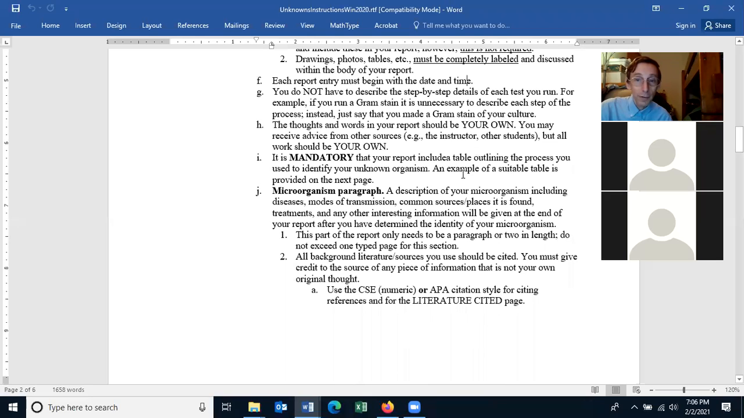You must have a table or a figure or a flow chart outlining the process you use to identify your unknown organism. You must have at the very end a microorganism paragraph, meaning once you've outlined and identified the species, at the very end of the report you should have a paragraph discussing that species, like where it's found, what it does, etc. And that should be only one paragraph at most, two.